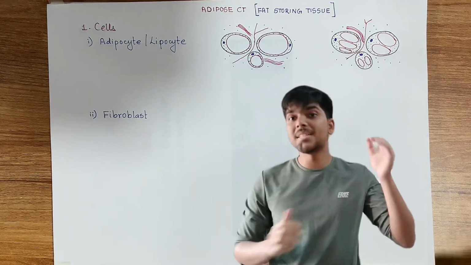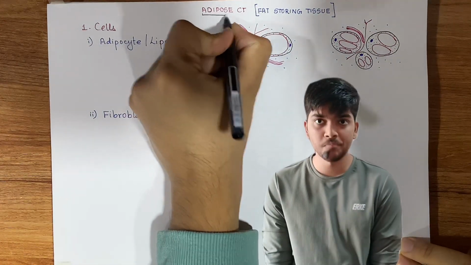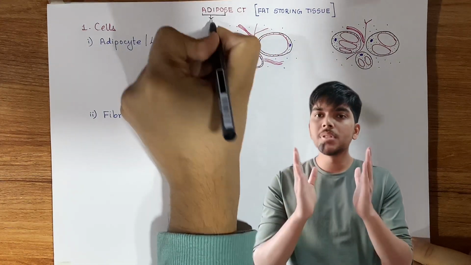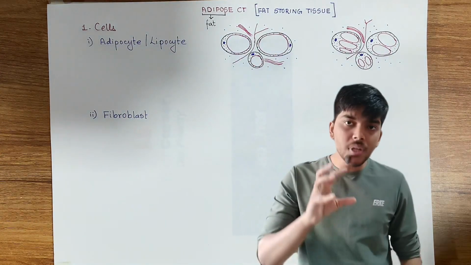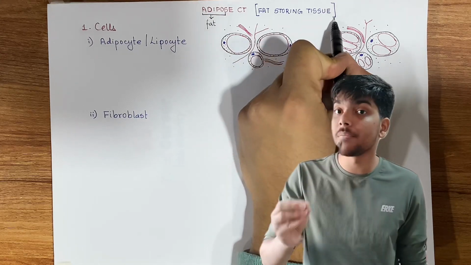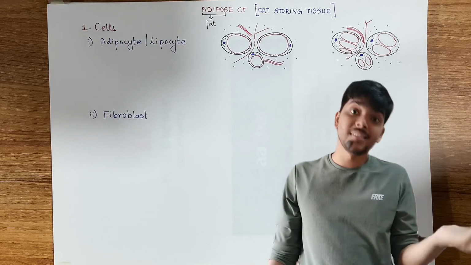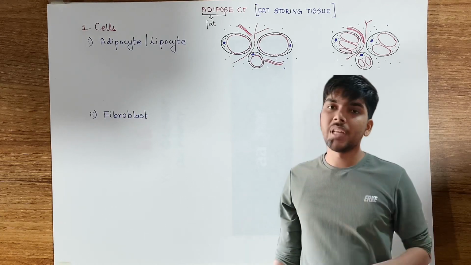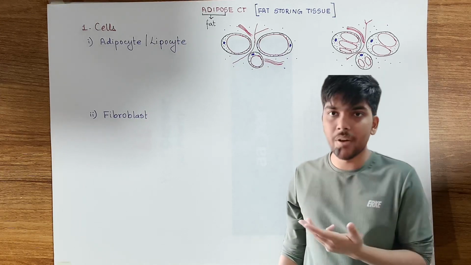Now it's time for the second loose connective tissue, and that's your adipose connective tissue. The name adipose contains the part adipo, which means fat. So adipose connective tissue is that loose connective tissue that stores fat. It's a loose connective tissue because the cells and fibers are loosely arranged, and it's kept under proper connective tissue because it contains cells, fibers, and they are present on the ground called matrix.